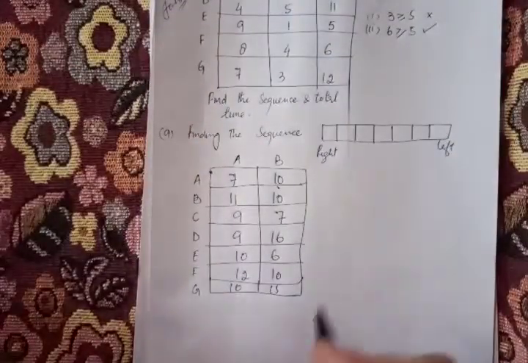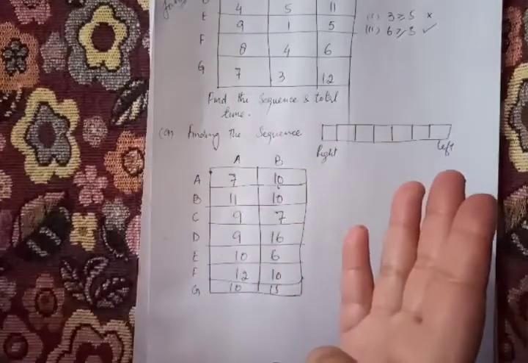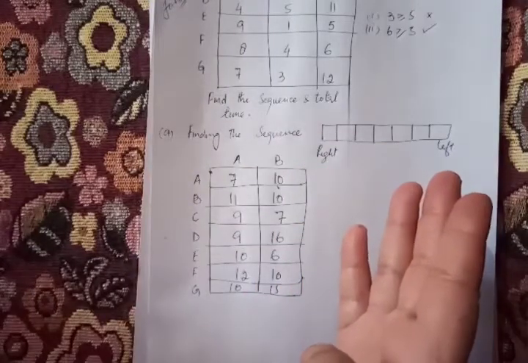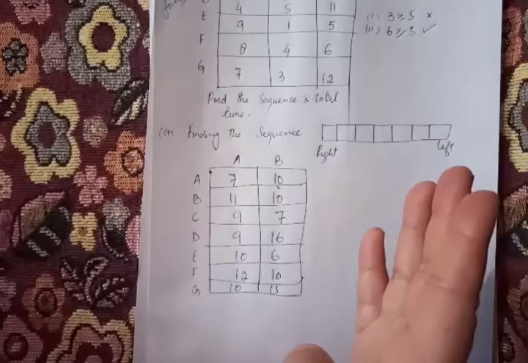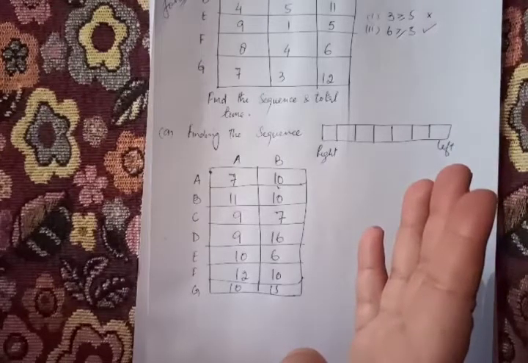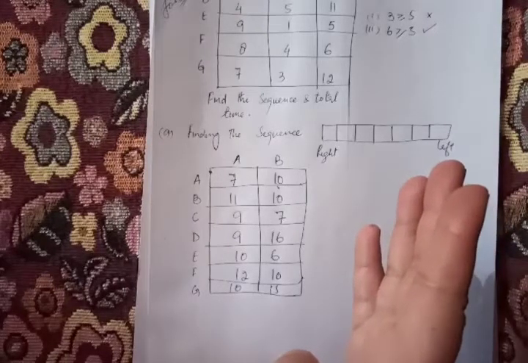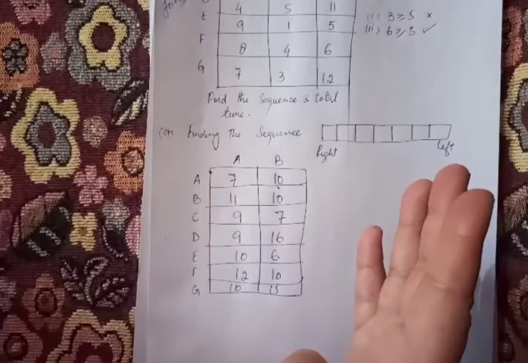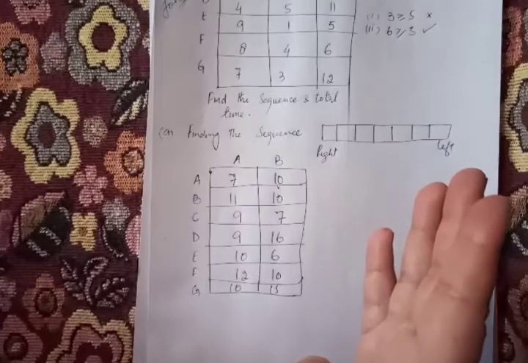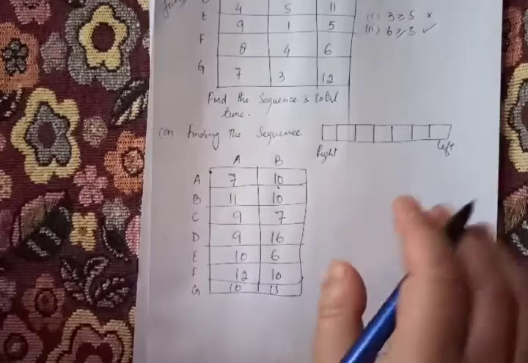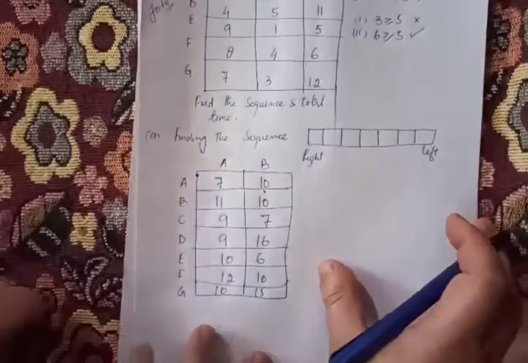for the arbitrary machines. Now we have to find the sequence. After finding the sequence, please always remember, for any question you can have one sequence or you can have multiple sequences. It depends on you which sequence you would like to choose in order to solve the questions.